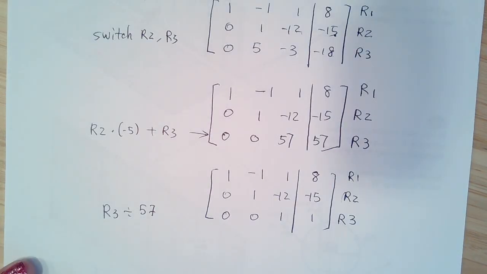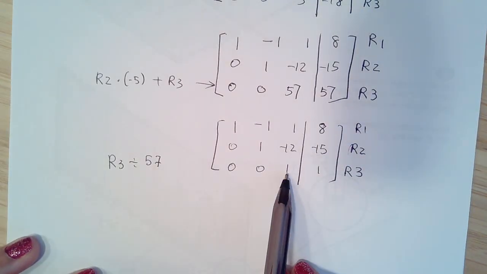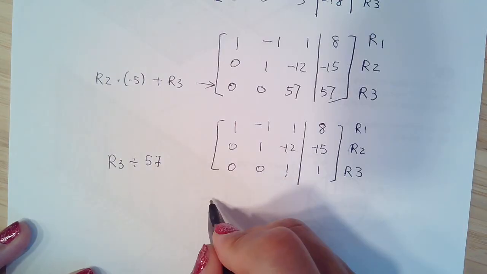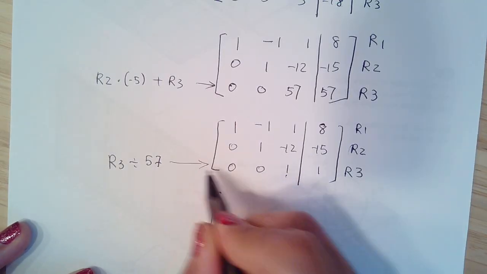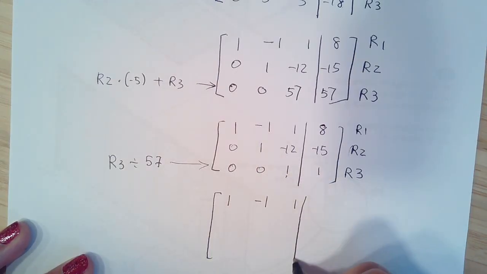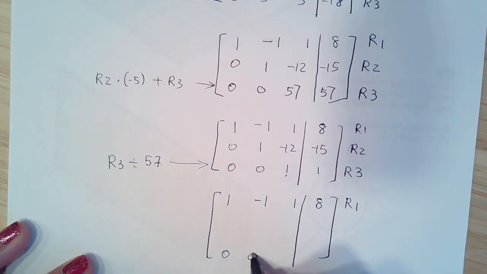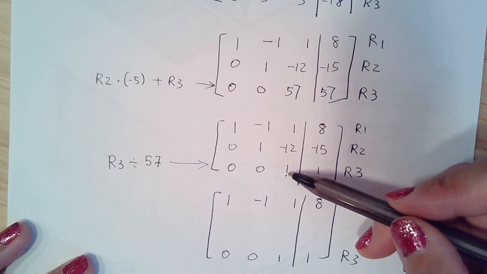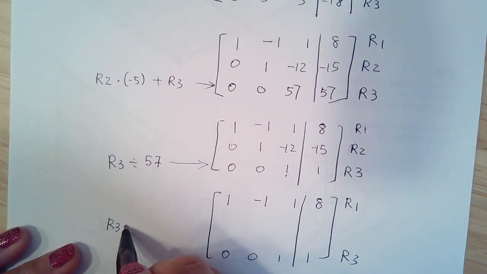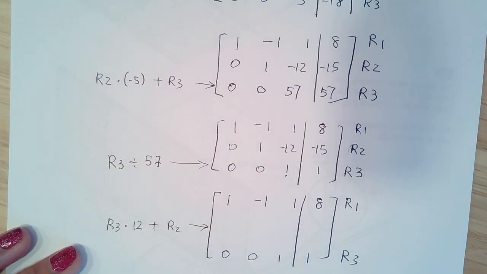Halfway there. Keep going. I have to get rid of this. So I'm going to use this row times a +12, then add to that. So I keep the first row. 1, negative 1, 1, 8. I keep that, row 1. I keep the last one. I love it because it's already done, R3. Now what I'm going to do for the row 2 is I'm going to use row 3 times 12, and then plus the row 2 becomes my new row 2.